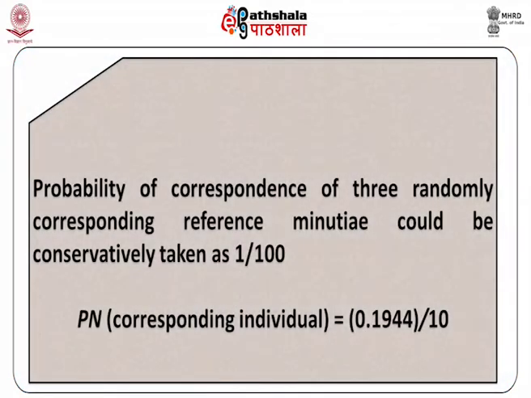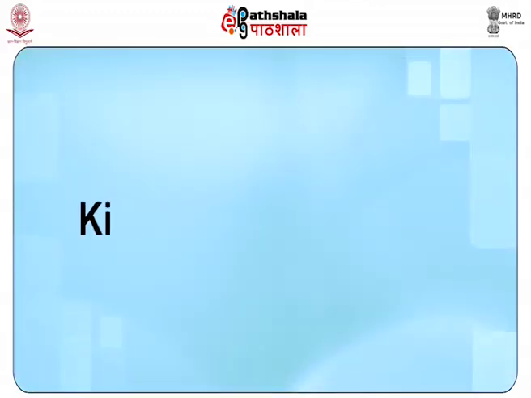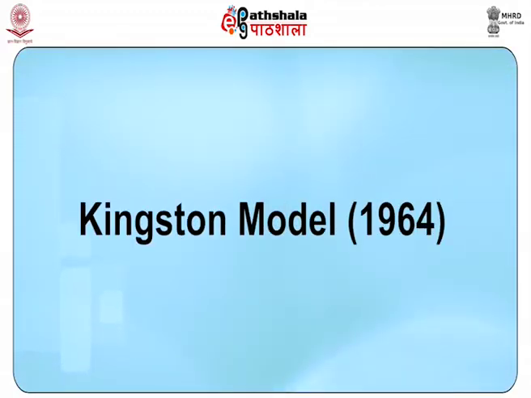Based on his observation of 20 fingerprints, Trauring found a maximum value of 0.11 for minutiae density. He also estimated that the probability of correspondence of 3 randomly corresponding different minutiae could be conservatively taken as 1/100. P(n, corresponding individual) = 0.1944/10. Now, Kingston method, 1964.